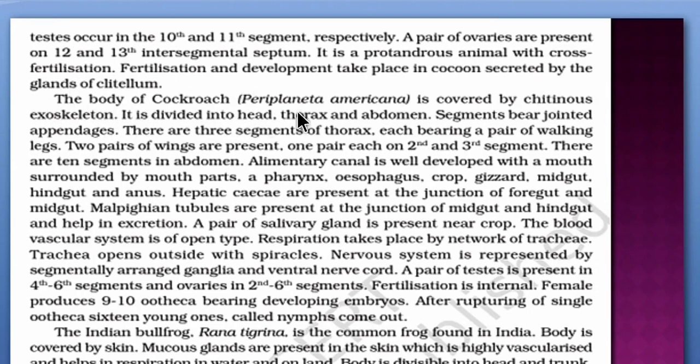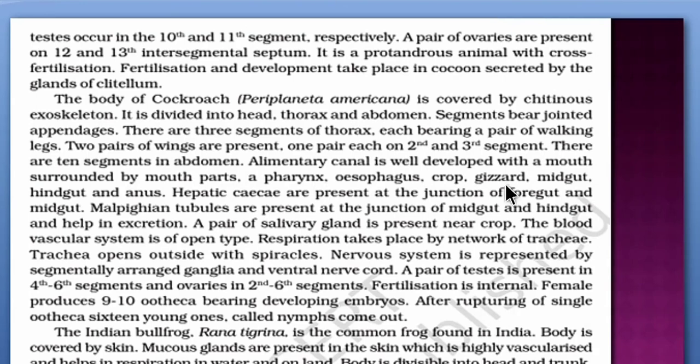The body of cockroach Periplaneta americana is covered by chitinous exoskeleton. It is divided into head, thorax and abdomen. Segments bear jointed appendages. There are 3 segments of thorax, each bearing a pair of walking legs. 2 pairs of wings are present, 1 pair each on the 2nd and 3rd segments. There are 10 segments in the abdomen.